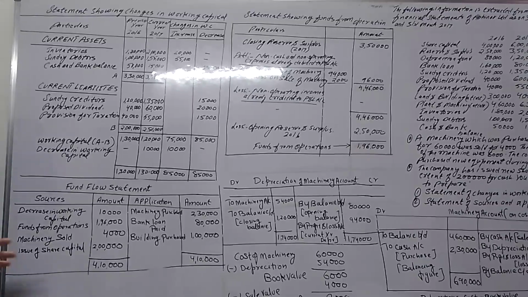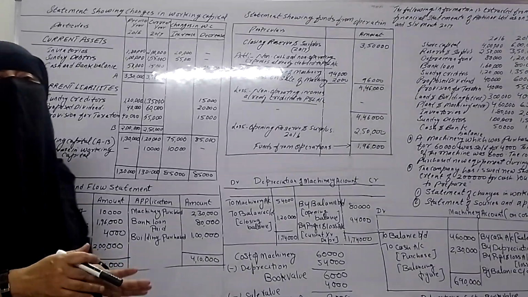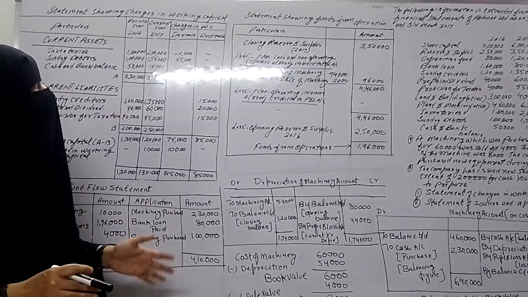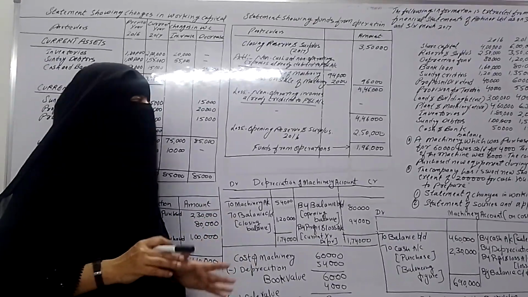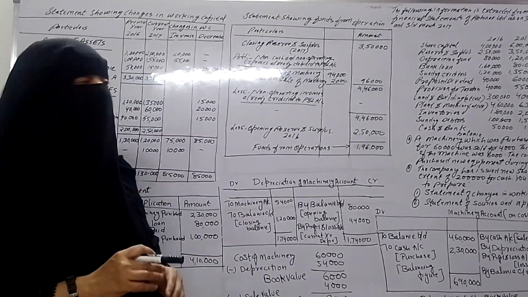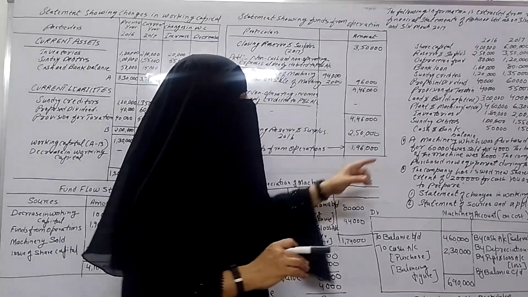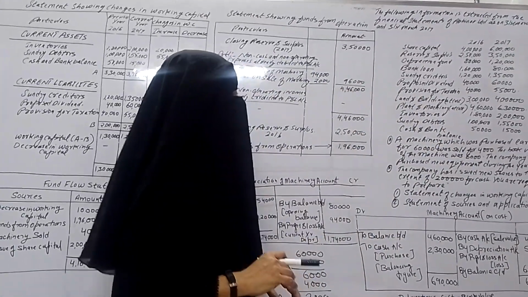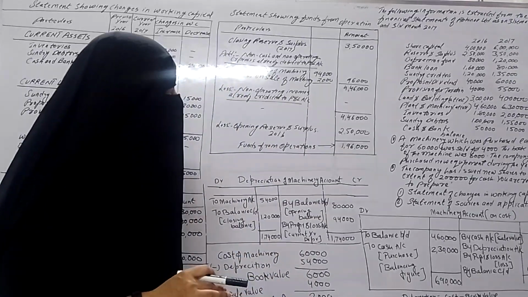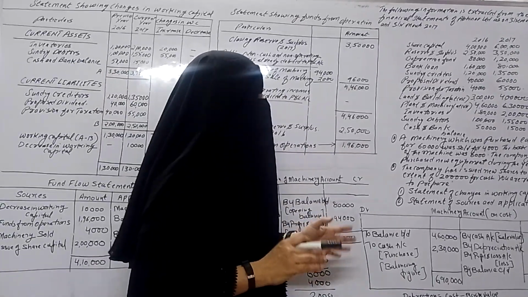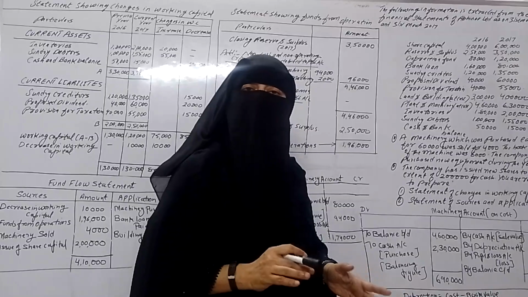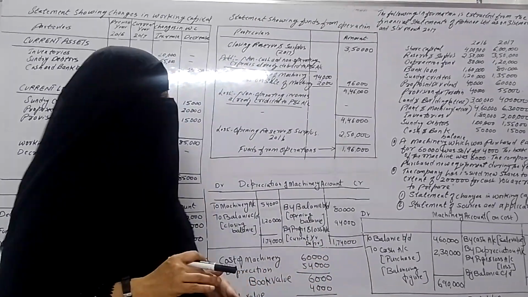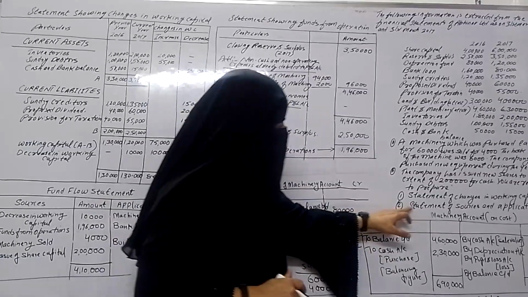Now the next statement we have to prepare is the statement showing funds from operation. But before preparing this funds from operation, we have to do some workings, because one part of machinery was sold during the previous year. So we have to prepare the machinery account to find out how much machinery we further purchased or sold. So, machinery account on cost.